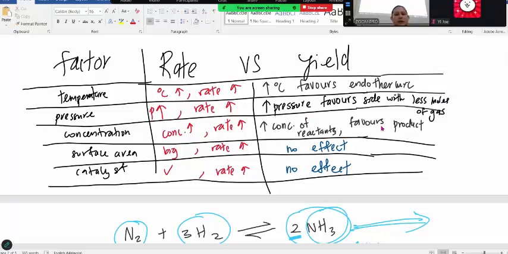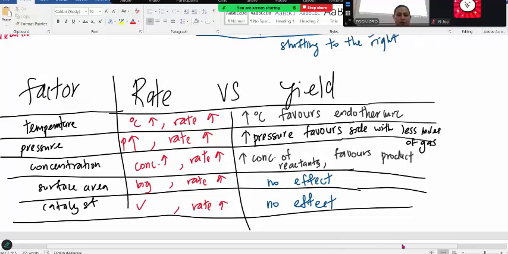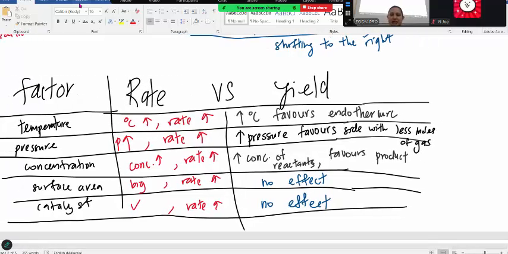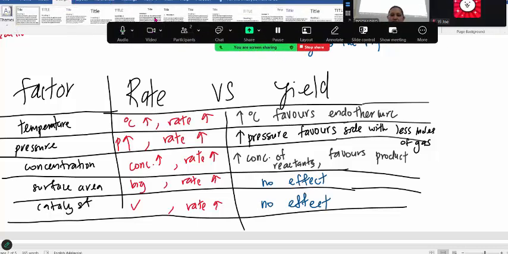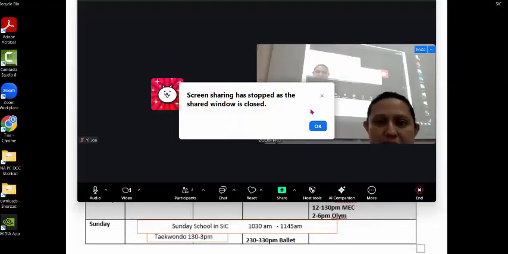Okay, so let's do a quick recap, because in this chapter we have done exothermic and endothermic already, the one about energy in, energy out. We've also done rate of reaction, and last week I taught you yield. So let's do a quick recap so that you know what I'm talking about. Rate of reaction is how fast something is.